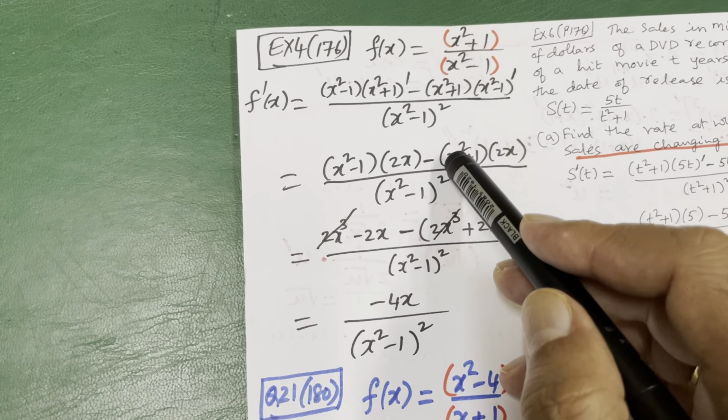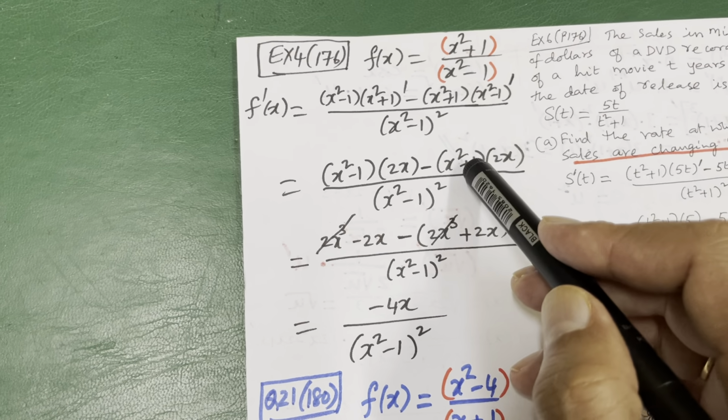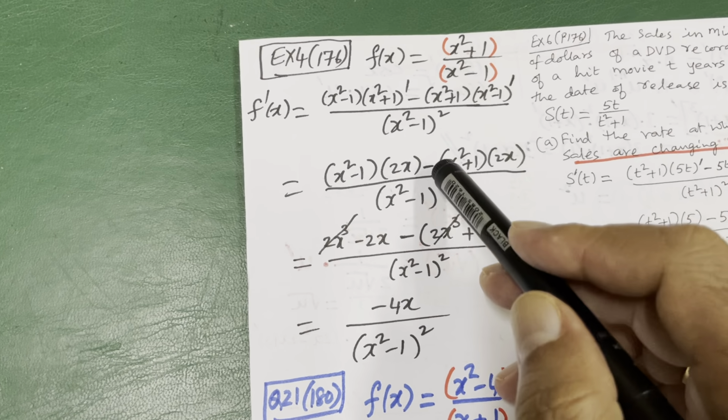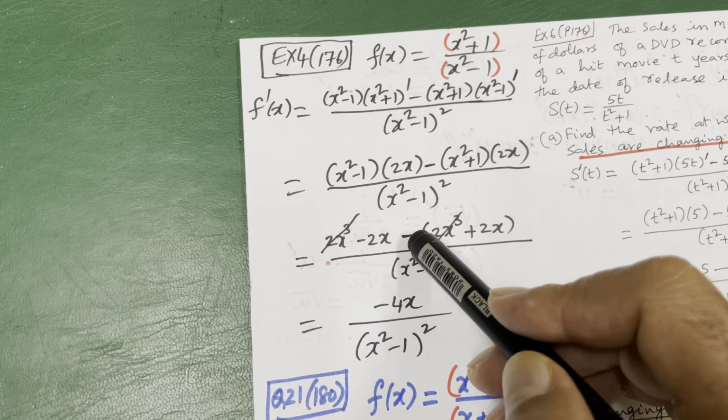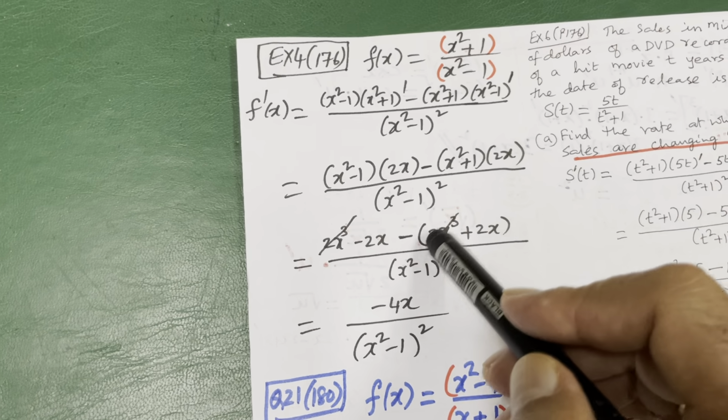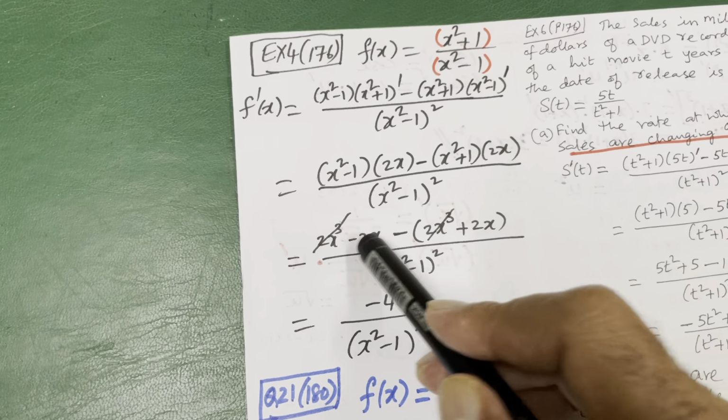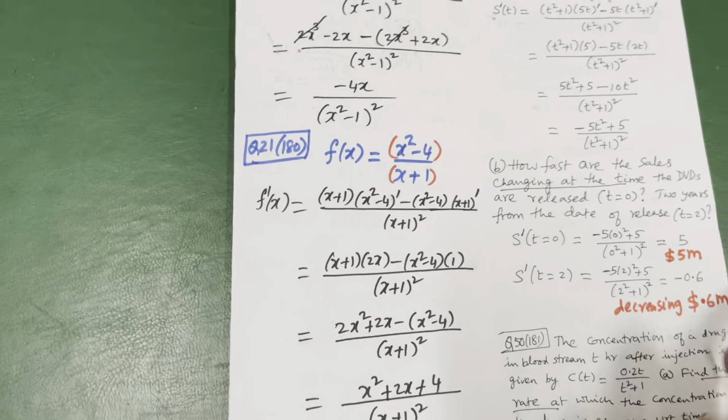See this, I multiplied x square multiply 2x, 2x cube, 1 multiply 2x, I multiplied it. Now after that I am removing the minus. So minus 2x cube plus 2x cube cancel. This is minus 2x, minus 2x is minus 4x. Be careful in doing these things.